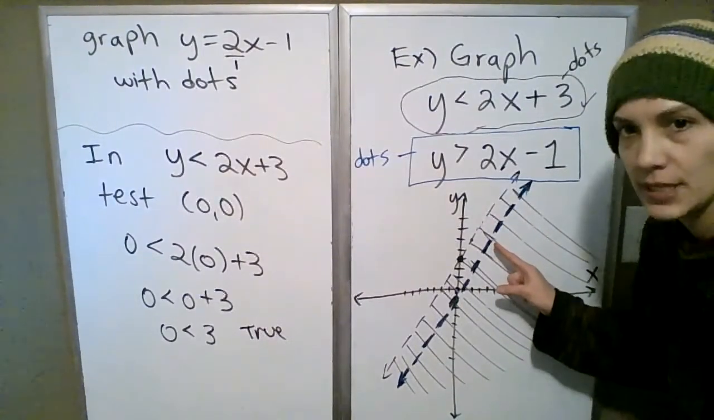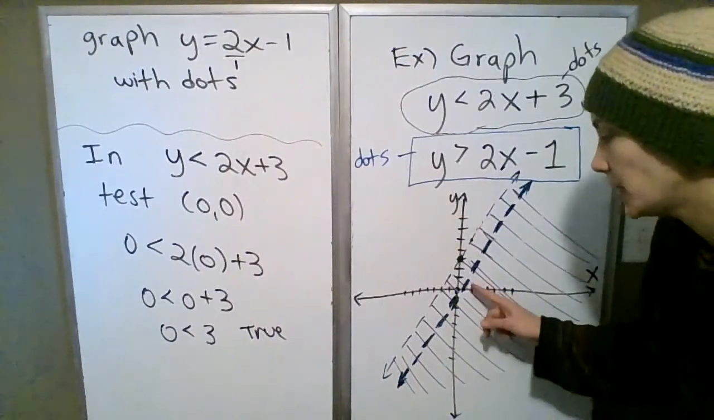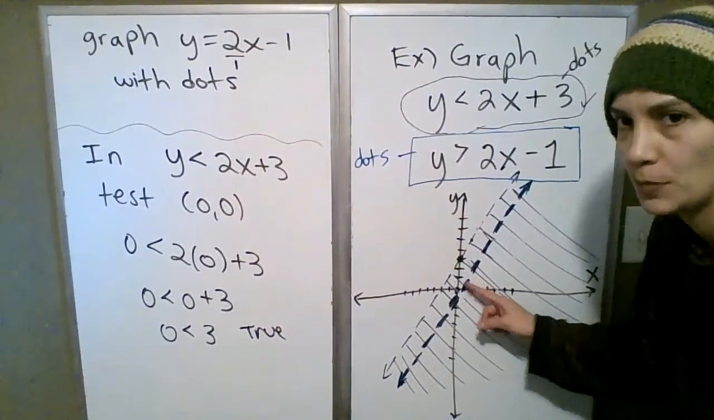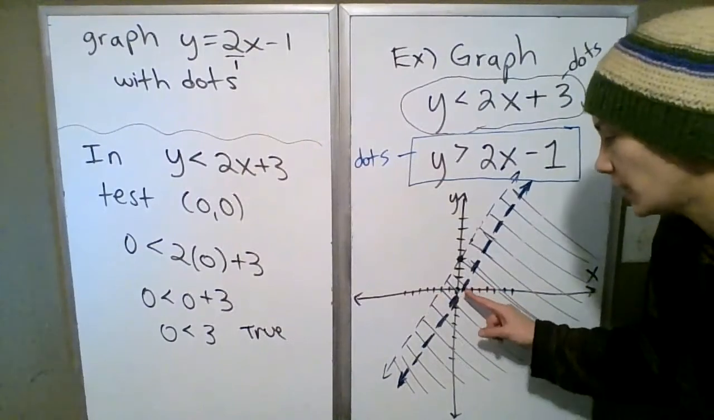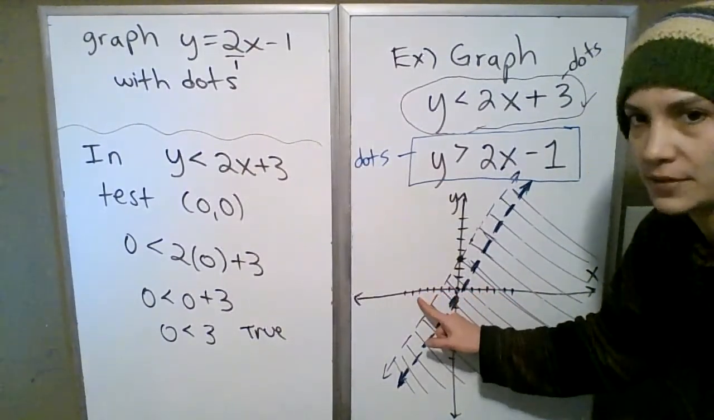Okay, let's test a point for this line. It's really close to the origin. It's not going through the origin, but still, I'm just going to pick a point that's far away from that line. We're going to go to negative 5, 0, right there.